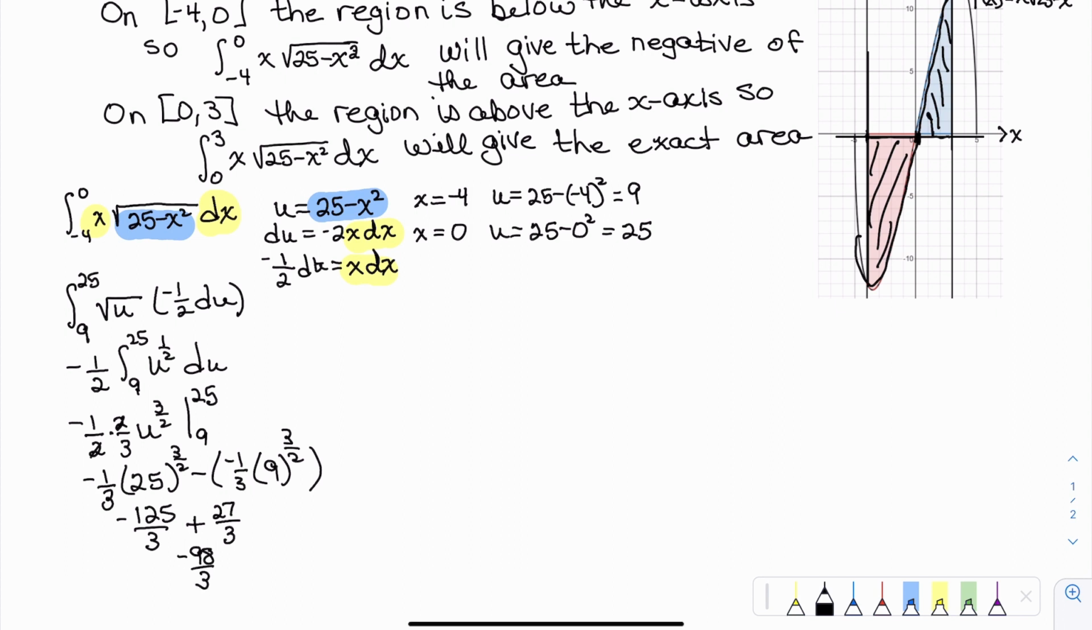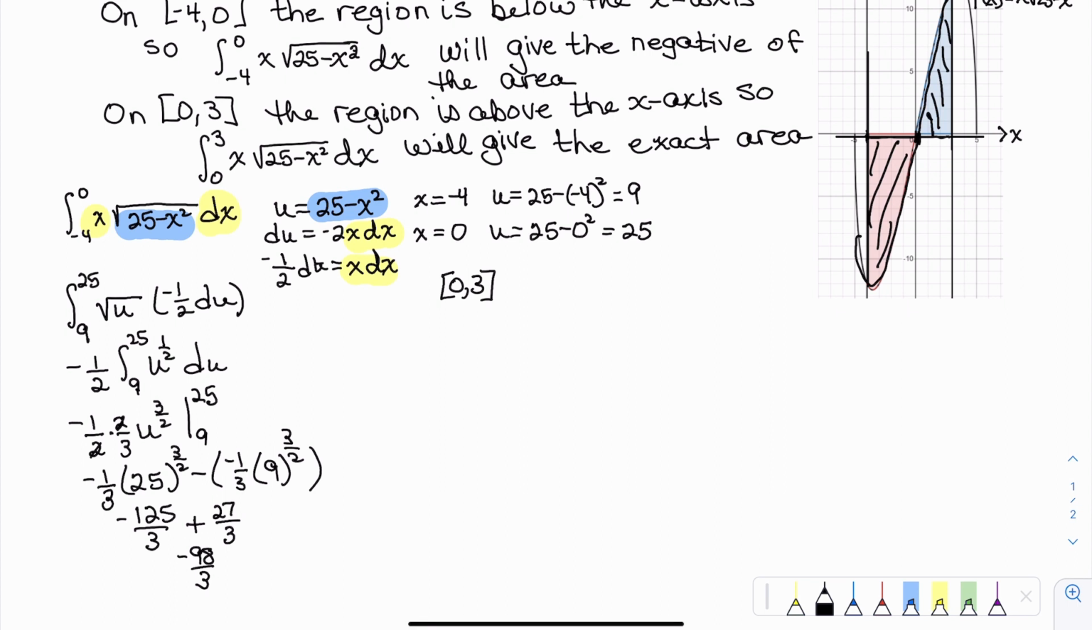It came out to be a negative definite integral like we anticipated. So remember, when we go to get the total area, we're actually going to use the opposite of negative 98 thirds, or 98 thirds, in with our area work. Okay, now let's look at the interval from 0 to 3.